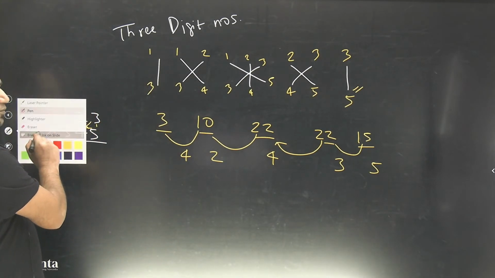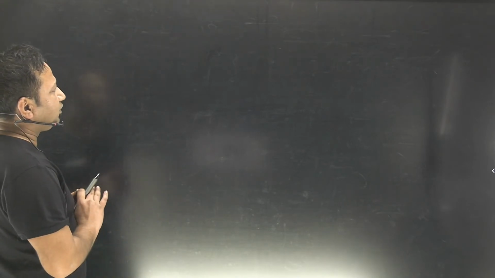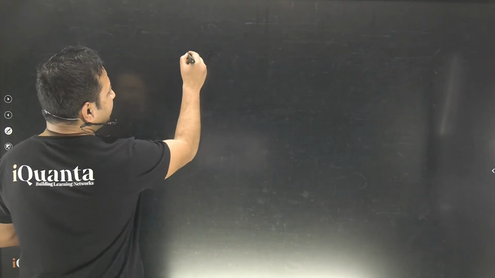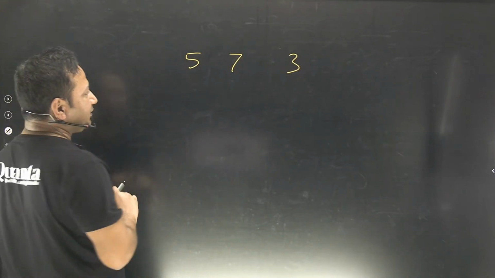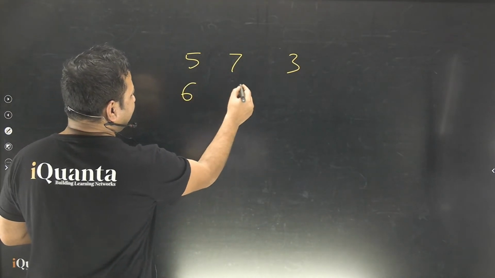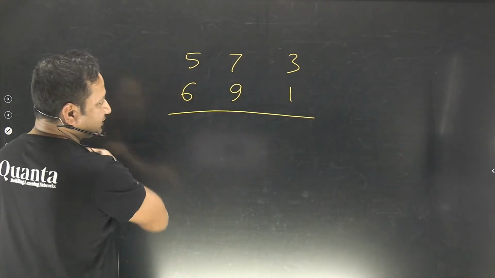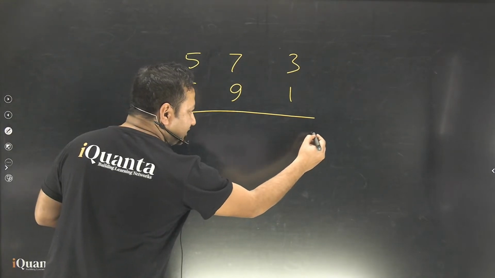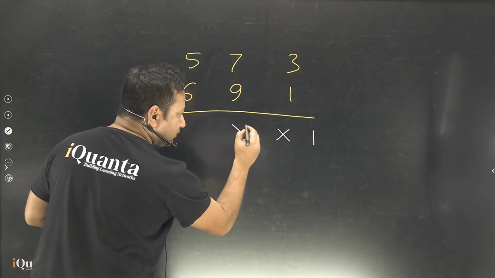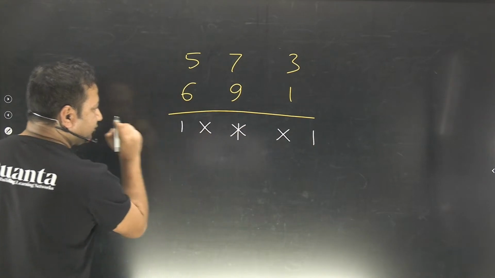Okay, so I'll give one more example, and all of us should be on the same page. 573. I'll choose a large number, and 691. Now look at this very carefully. The symbols are 1, 2, 3, 2, and 1. All right?